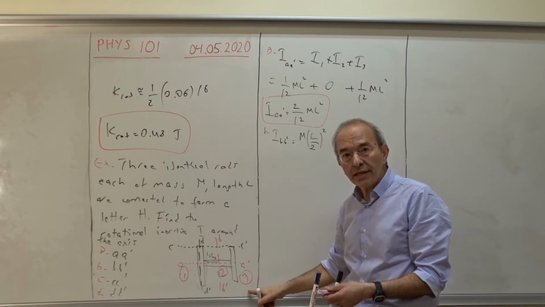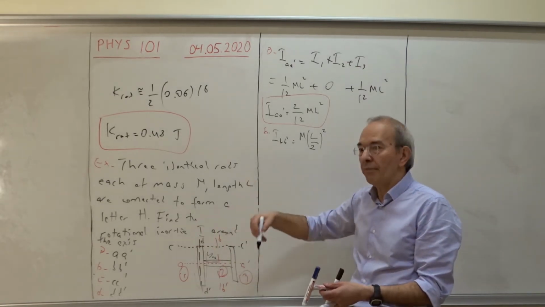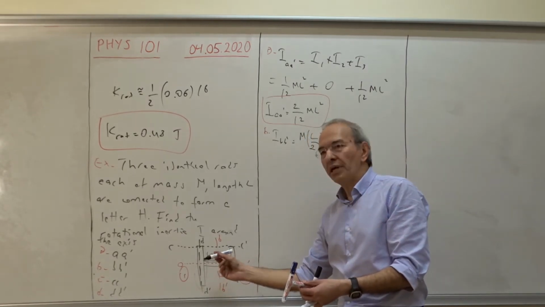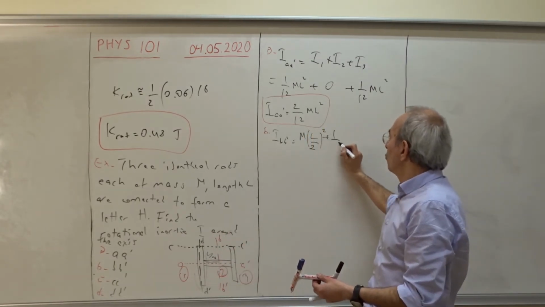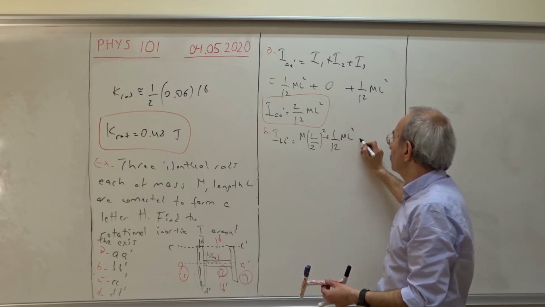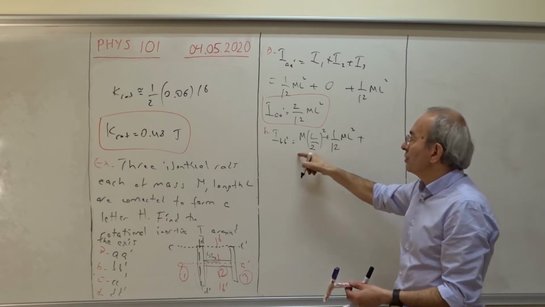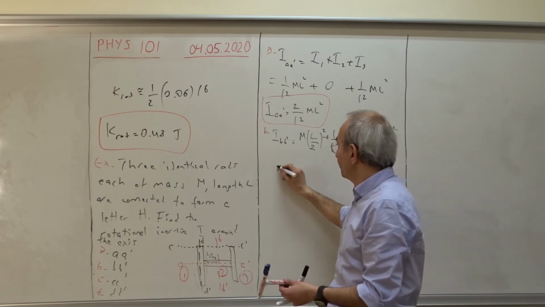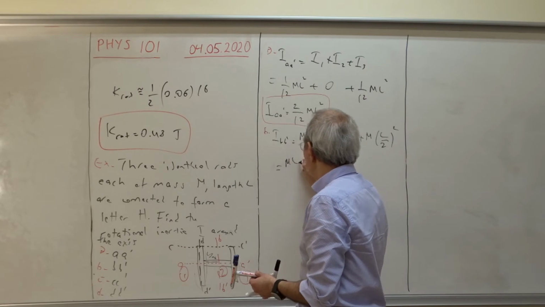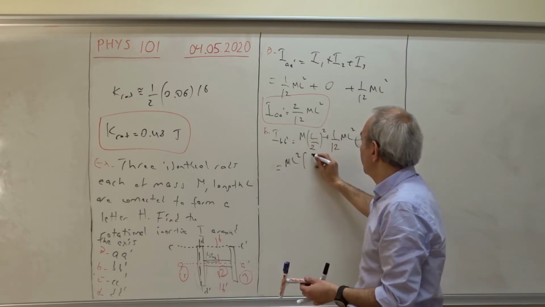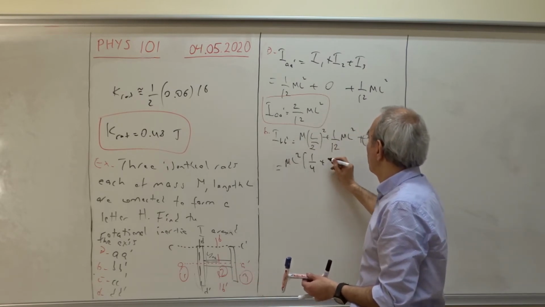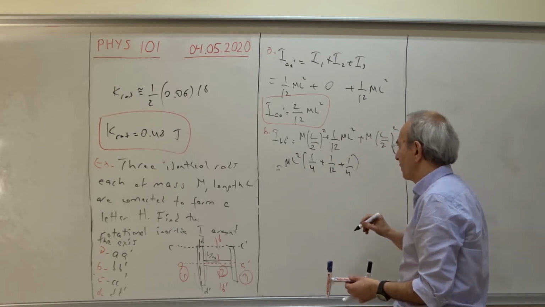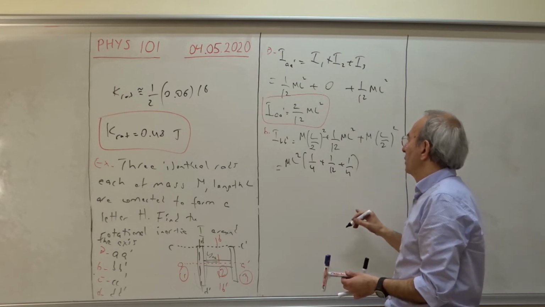Similarly, the third one does the same. It is also turning total mass around an L over 2. But the middle one is just turning around its midpoint. So the middle one is 1 over 12 m times L squared. The third one is similar to the first, m times L over 2 squared. So it will be ml squared multiplied by 1 over 4 plus 1 over 12, 1 over 4. 3 over 12, 7 over 12.